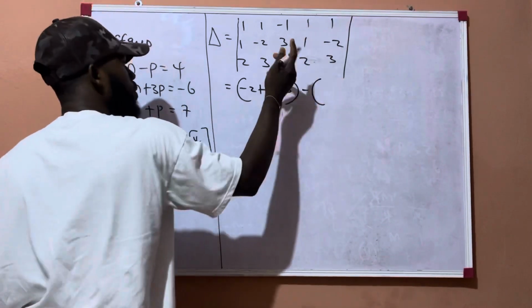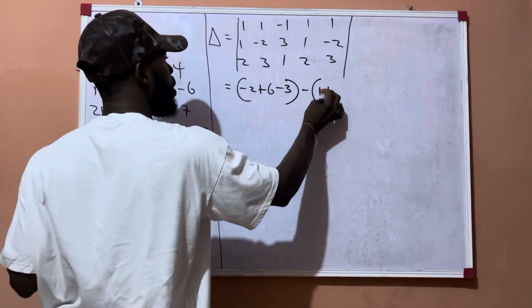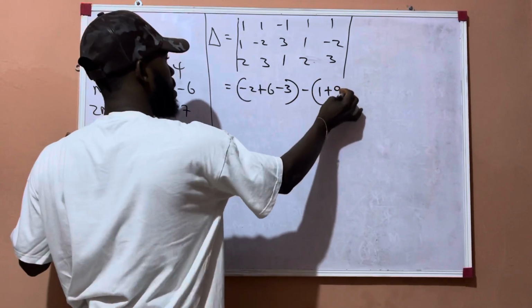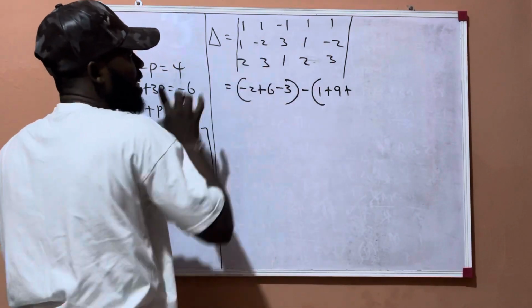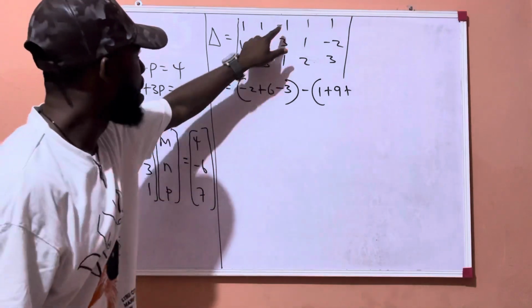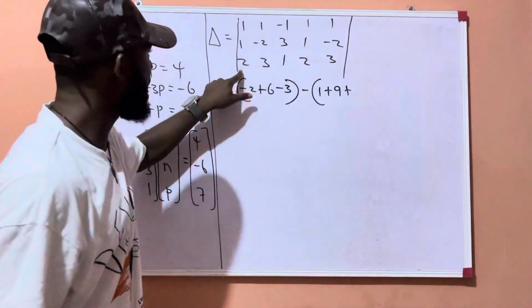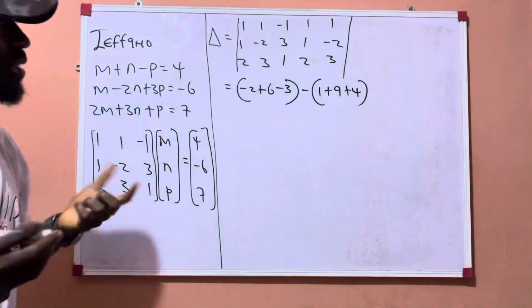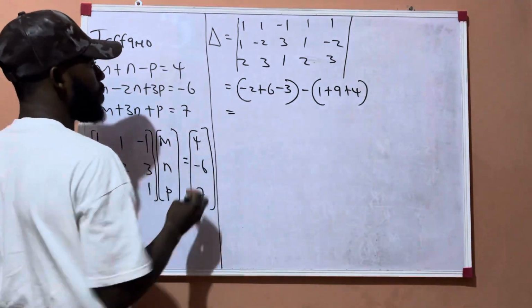Now 1 times 1 times 1 also gives us 1, plus. Now 1 times 3 times 3 gives us 9, plus. Minus 1 times minus 2 gives us 2. Because why? Minus times minus is plus. Now 2 times 2 gives us 4. Then you close. Now let us work with the numbers inside the bracket.